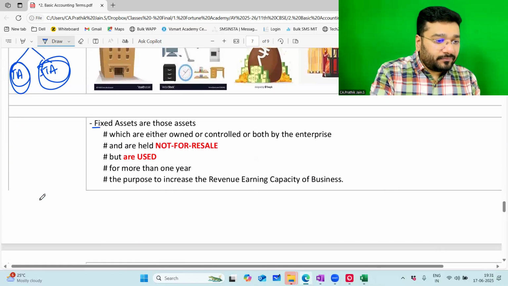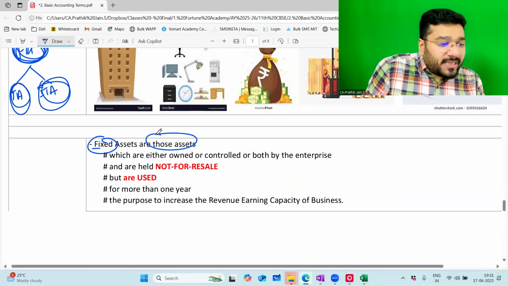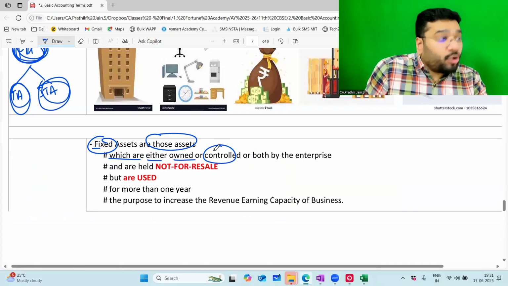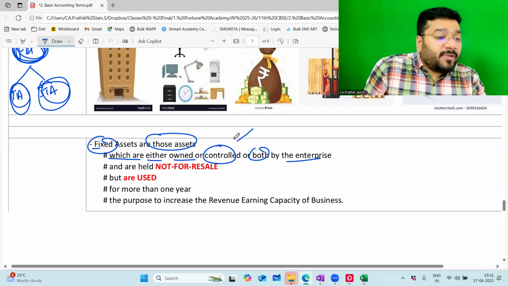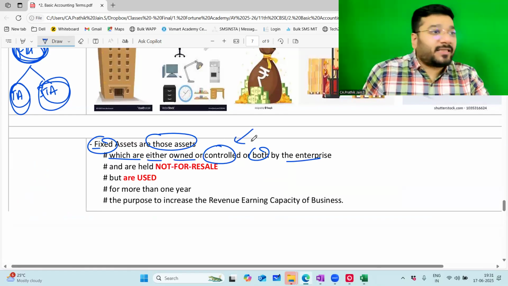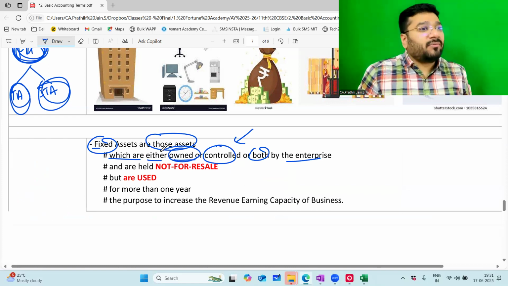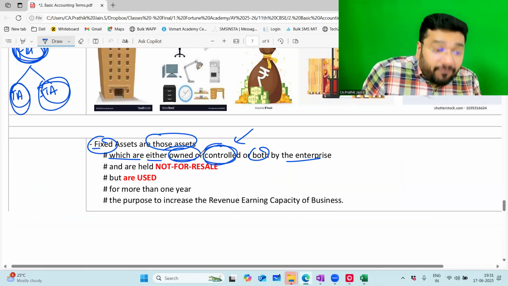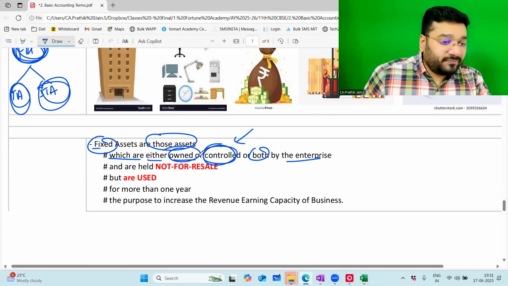Fixed assets are those assets which you either own or control, or both, by the enterprise. What is the meaning of control? You will not understand now. It is too early to explain. Owning is easy. Land I own. Building I own. This furniture I own. Easy to understand. The meaning of control is very early to explain.